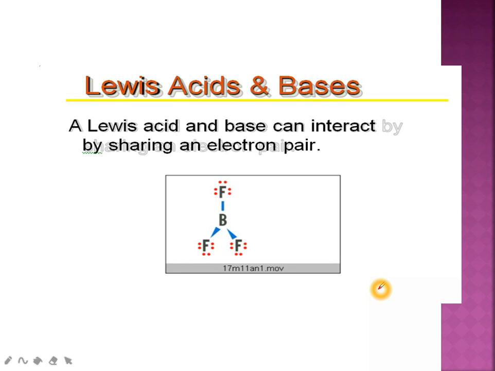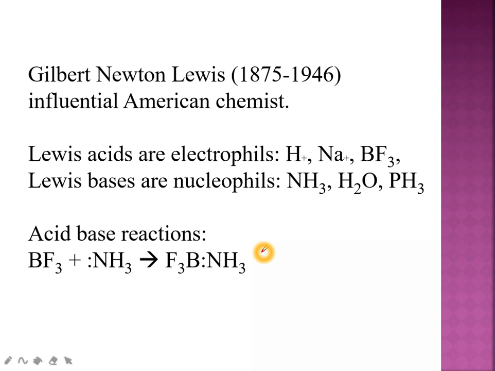According to Lewis theory, a Lewis acid and base can interact by sharing an electron pair. Here we have provided the example of BF3, that is boron and 3 fluorine atoms, and they interact with each other by sharing an electron pair. Hence they are considered as a Lewis acid. And this Lewis acid and base theory was introduced by Gilbert Newton Lewis, who lived from 1875 to 1946. He was an American chemist.